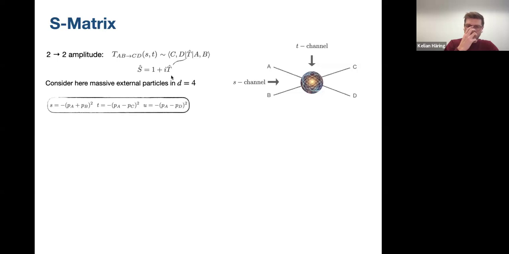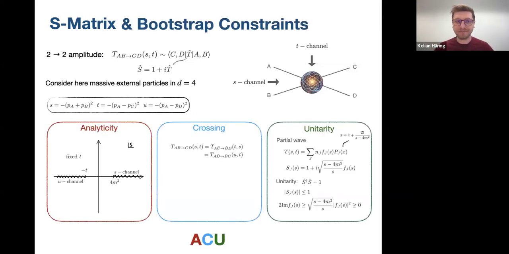Here I will focus on the case when you have a gap and massive external particles, and also we will be in D equals 4. This amplitude has some constraints, and I like to call them the bootstrap constraints.